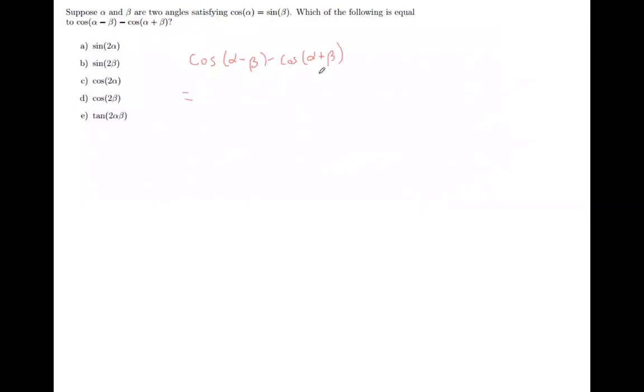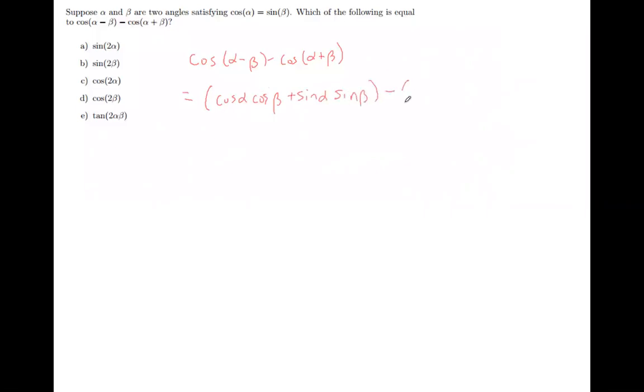And so what I'll do here first is write out cosine alpha minus beta and cosine alpha plus beta using sum and difference formulas. Okay, so cosine of alpha minus beta is cosine alpha, cosine beta, plus sine alpha, sine beta.